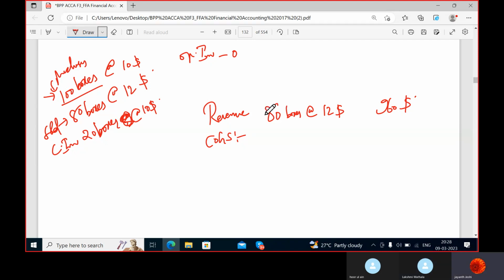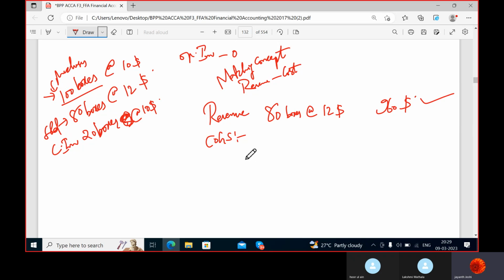It is because of the matching principle or matching concept. Revenue should be matched with cost. So if I'm selling 80 boxes, I should match the revenue of 80 boxes, which is $960, with the cost of 80 boxes to get the profit for 80 boxes. Understood? 20 boxes I haven't sold. There is no revenue. Definitely I will not match anything with the revenue. So there is no profit for those 20 boxes yet.